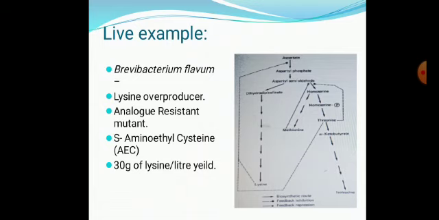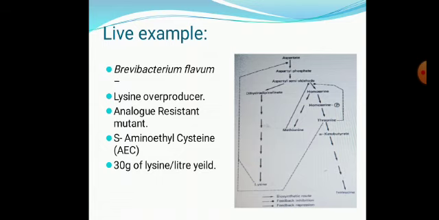Here we want to produce lysine in excess. Lysine is a very important amino acid. After glutamic acid, lysine has huge market value. We want to produce lysine in excess. This is the example which we have previously quoted also, but we are going by a different way here. Earlier we studied it in terms of auxotrophic mutant. Here we will study it in terms of resistant mutant. Example here is Brevibacterium flavum. This bacteria is known to produce lysine, and we overproduce lysine by a process called analog resistant mutant.